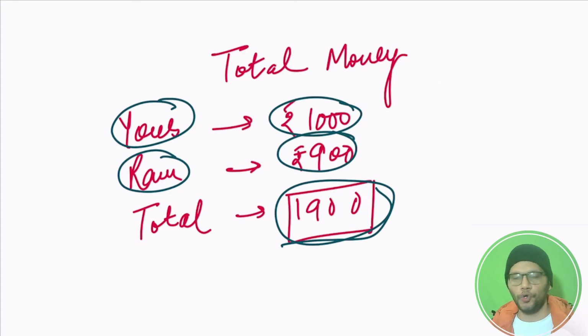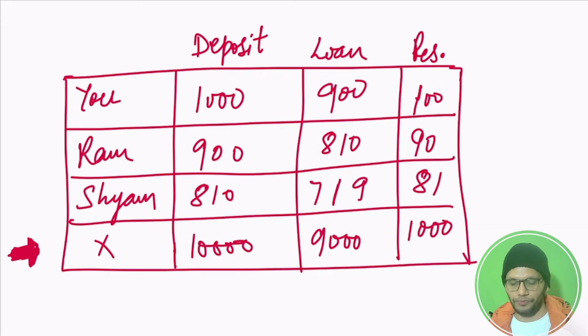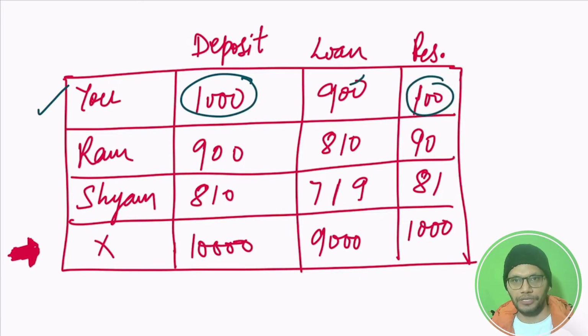This process is not going to stop there. This process will continue further. So if I make a table to understand how far this process is going to go: you deposited 1000 rupees, and the bank kept 100 rupees with itself. Why? Because the reserve ratio is 10% in this case.